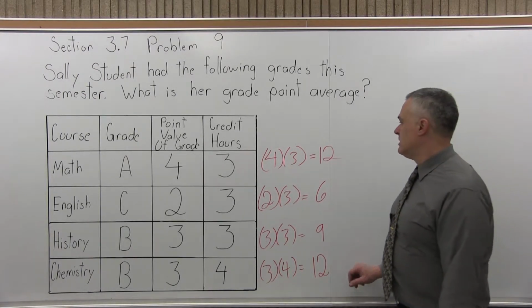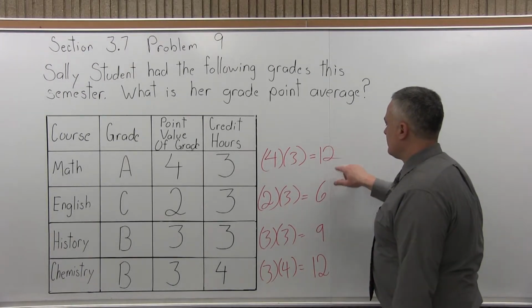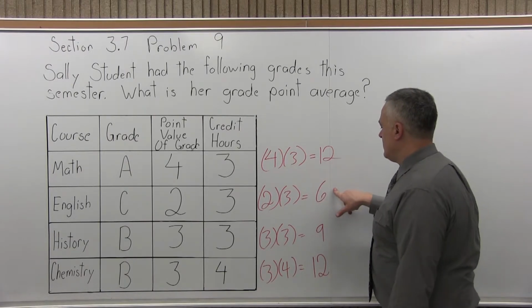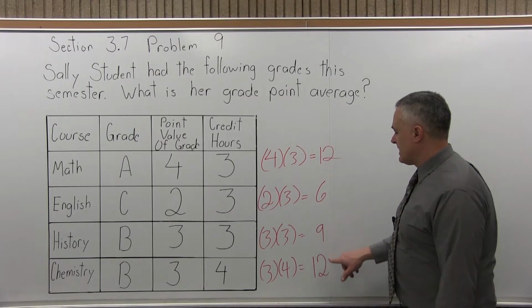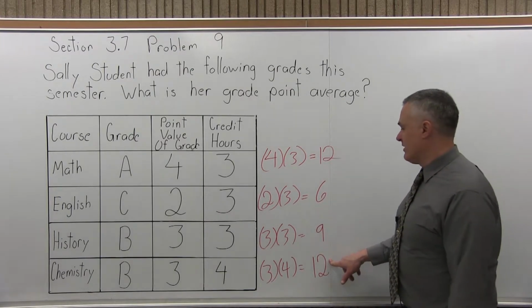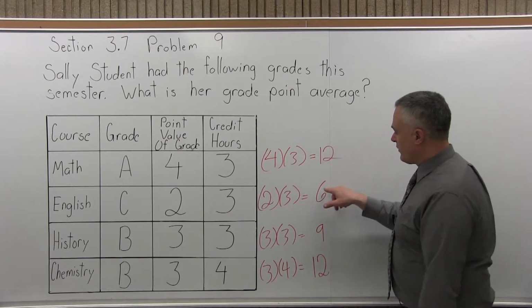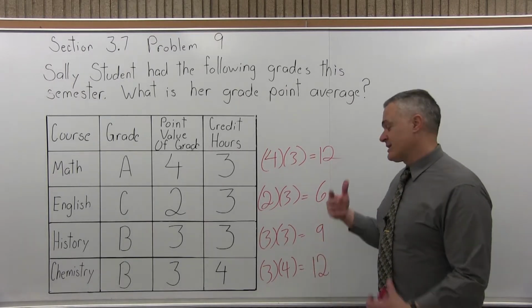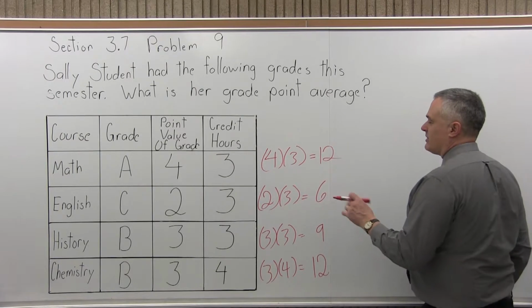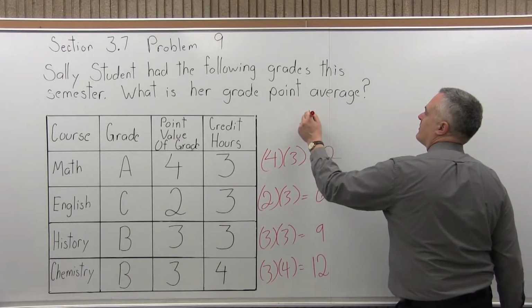Now that you've done those multiplications, what I want to do is add these numbers up and get a total. So they total to 12 and 6 is 18. 18 plus 9 is 27. 27 and 12 is 39. Or you can put the two 12s together, 24. 24 and 6 is 30. 30 and 9 is 39. That's actually what went on in my head. However you get it, total is 39.